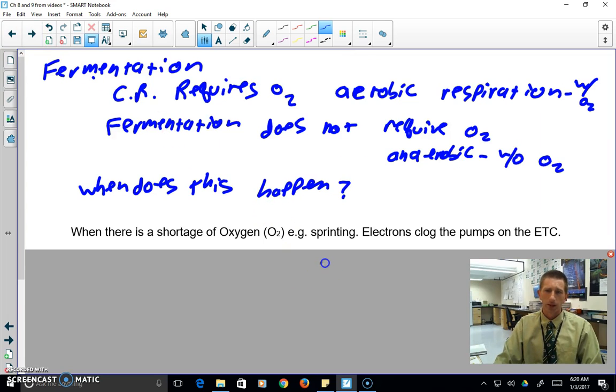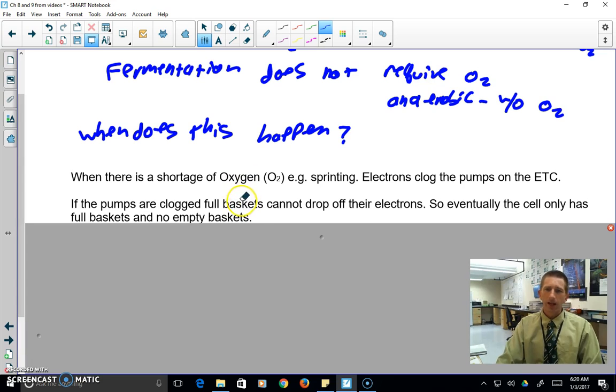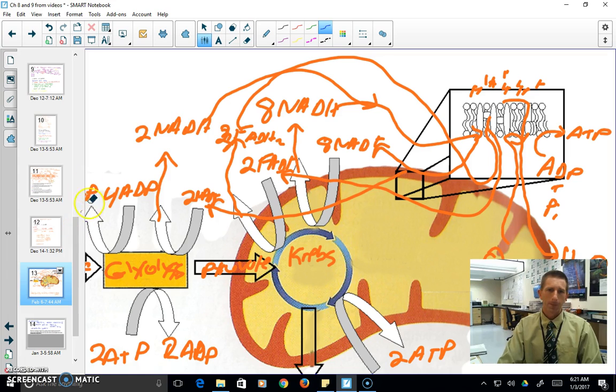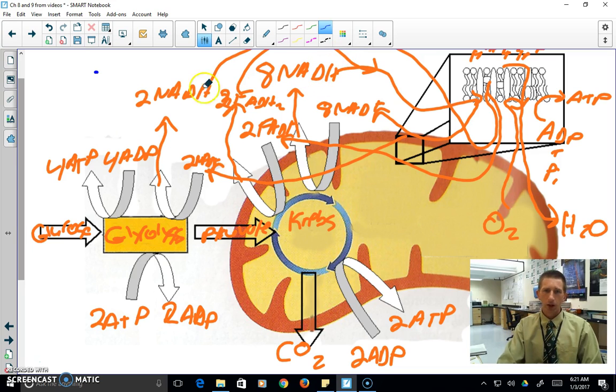So when there's a shortage of oxygen, then electrons clog the pumps on the ETC. If the pumps are clogged, then the full baskets can't drop off their electrons. So eventually the cell has only full baskets and no empty baskets, right? Here we'll go to our overview page. You'll notice all of these full baskets, NADH, NADH, and FADH2, all go to either pump 1 or transport protein number 1. If there are so many electrons that pump 1 or transport protein number 1 aren't accepting electrons, then all of a sudden the full baskets just fill up and stand there waiting.